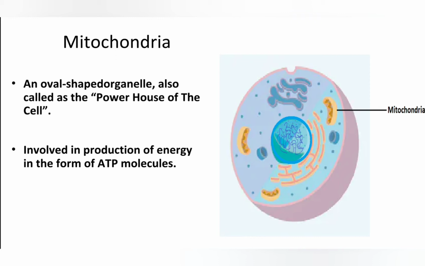the cell. What is the currency of India? Rupee is the currency of India. So when you go to the shop to buy something, what do you spend? You're going to spend rupees, right? In the same way, for your body to function, what does the body spend? The body is going to spend ATP, that is adenosine triphosphate.